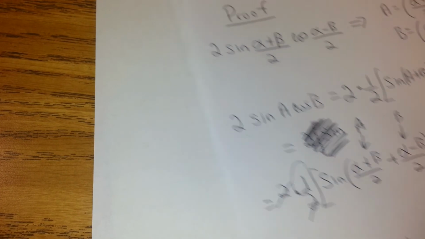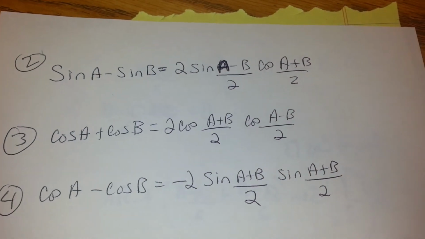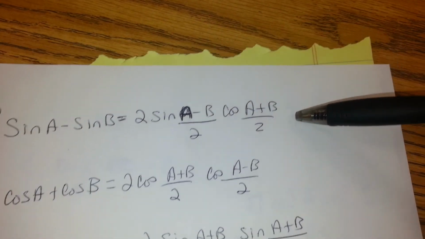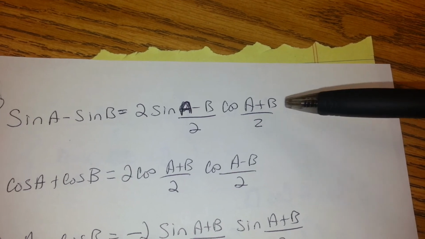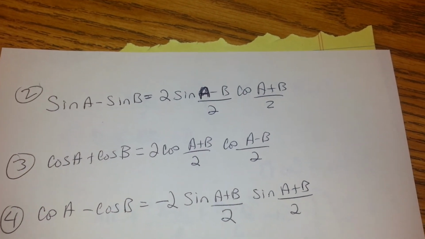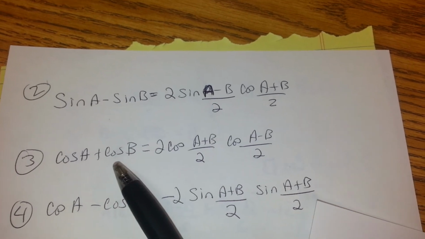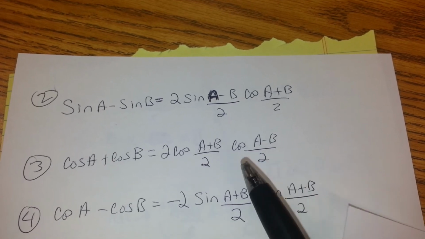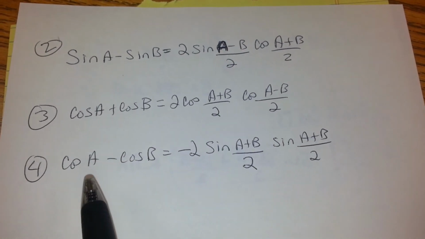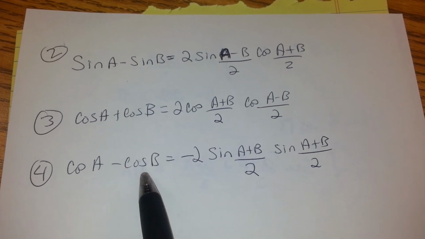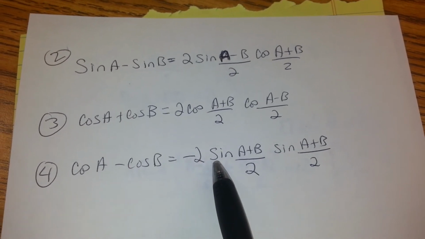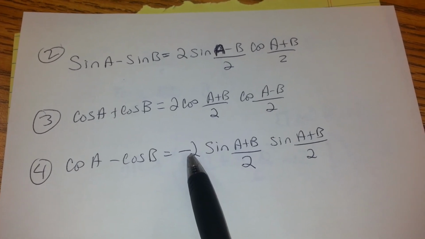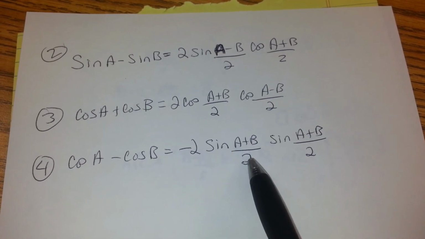And here's the next 3. Sine A minus sine B is right up here: 2 sine of (A minus B)/2 cosine of (A plus B)/2. And here we have cosine A plus cosine B is 2 cosine of (A plus B)/2 cosine of (A minus B)/2. And number 4, cosine A minus cosine B is negative 2 sine of (A plus B)/2 sine of (A minus B)/2.